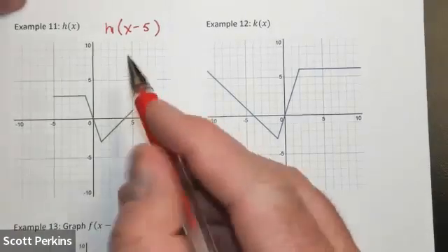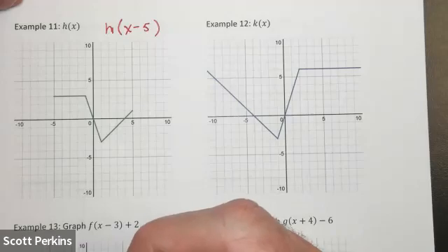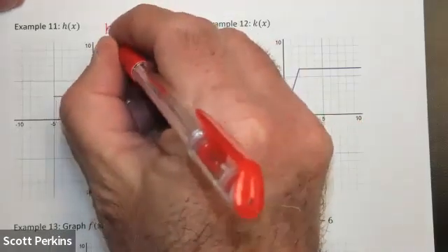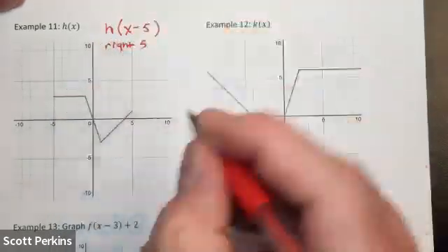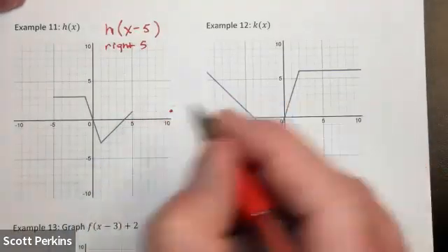All right, so the x minus 5 in parentheses does what with this graph? To the right 5, yes, in the positive direction. So right 5. So I'm going to take each of my points. So 1, 2, 3, 4, 5 takes that to 10.